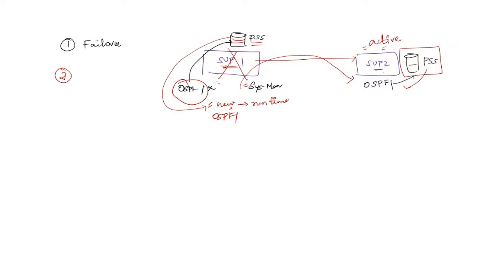When SUP1 comes alive again, it is now going to be a redundant standby only. Now, if you want, you can do a manual failover from SUP2 to SUP1.